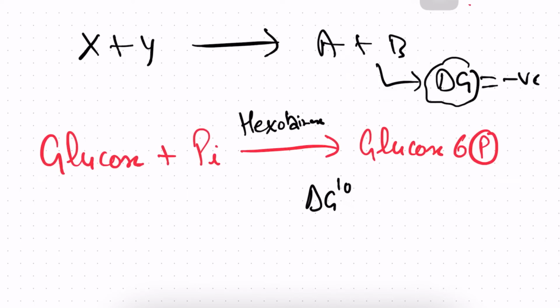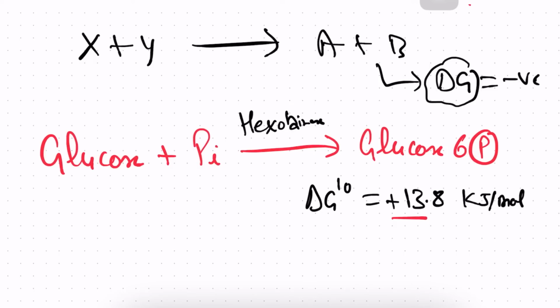the standard change in Gibbs free energy at cellular condition for this reaction is 13.8 kilojoule per mole. Now here you see the value is positive. So this reaction can't occur spontaneously within the cell. Why? Because the value is positive.